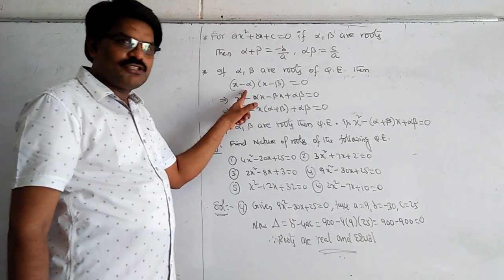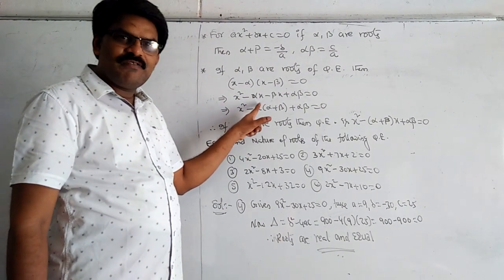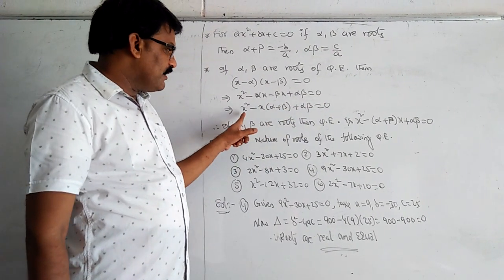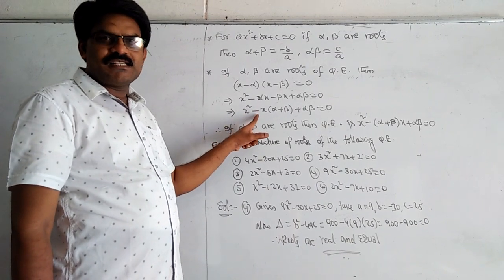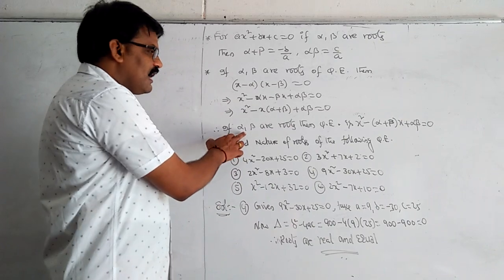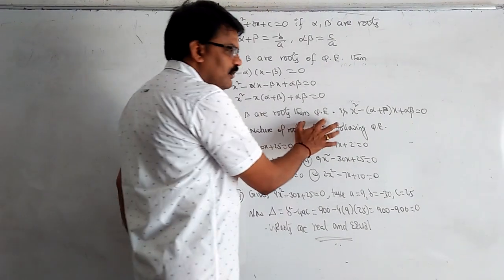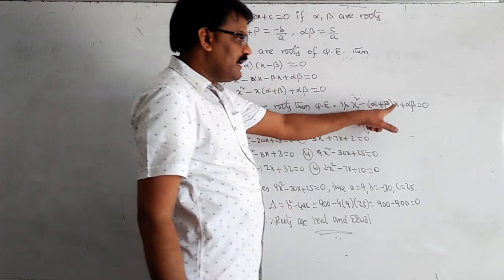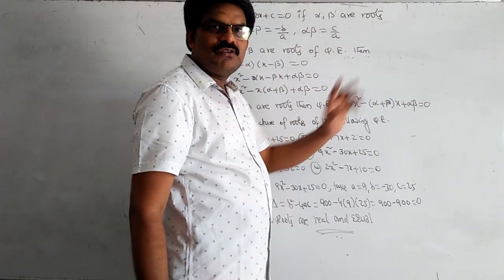By multiplying these two, we get x square minus alpha x minus beta x plus alpha beta is equal to 0. By taking x as common, we get x square minus x into alpha plus beta plus alpha beta is equal to 0. So when alpha comma beta are the roots, then the quadratic equation becomes x square minus of alpha plus beta into x plus alpha beta is equal to 0.